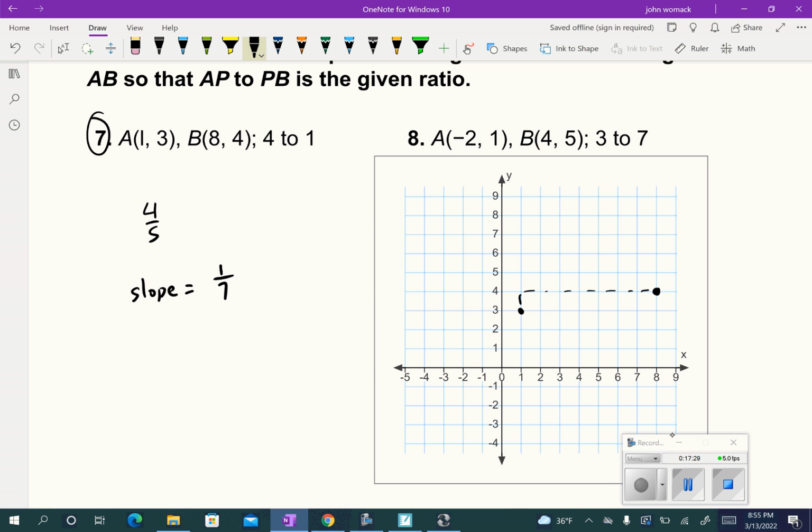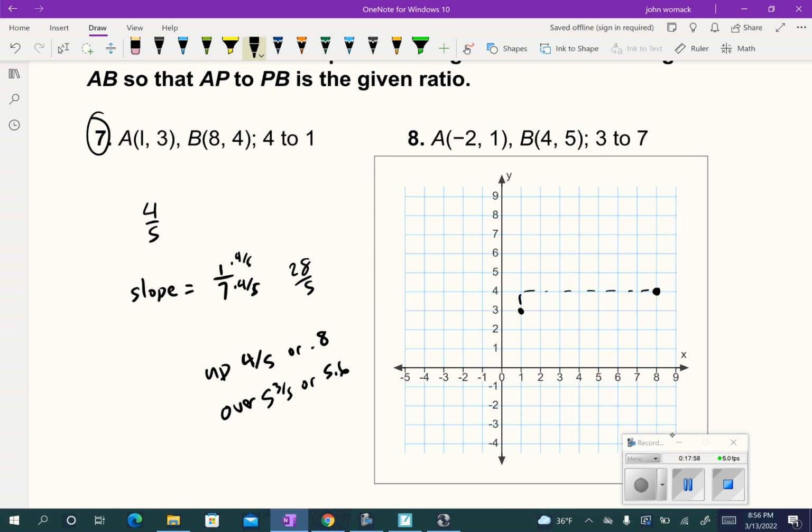Well, just times both of those numbers by 4/5. So times that by 4/5 and times that by 4/5. Okay, so that means I have to go up 4/5, right, 1 times 4/5, or 0.8 if you want to write it as a decimal. And I have to go over, I see 7 times 4/5 is 28 fifths. So that's 5 3/5, or 5.6. So I have to go over 5.6.